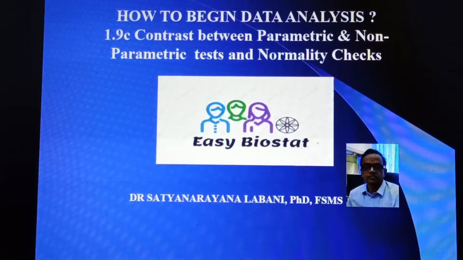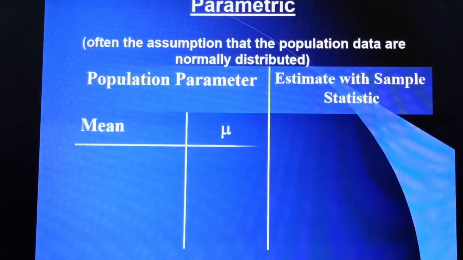In this video, I talk about the contrast between parametric and non-parametric tests. In addition, normality checks for two sample data and other methods are also discussed. How to begin data analysis? In this video, I take up the contrast between parametric and non-parametric tests, and some normality checks.